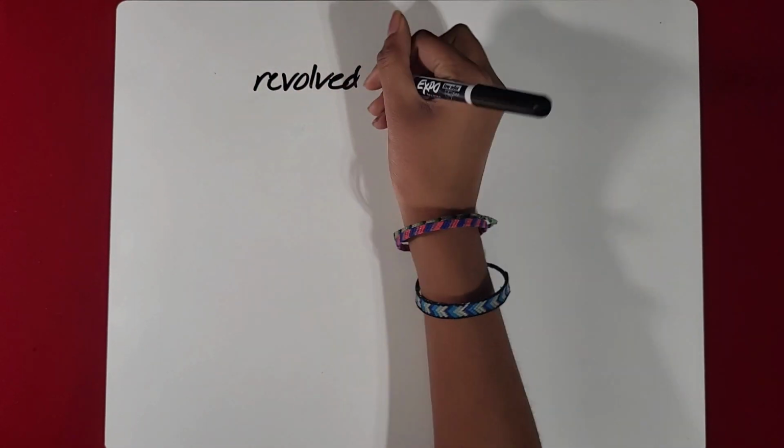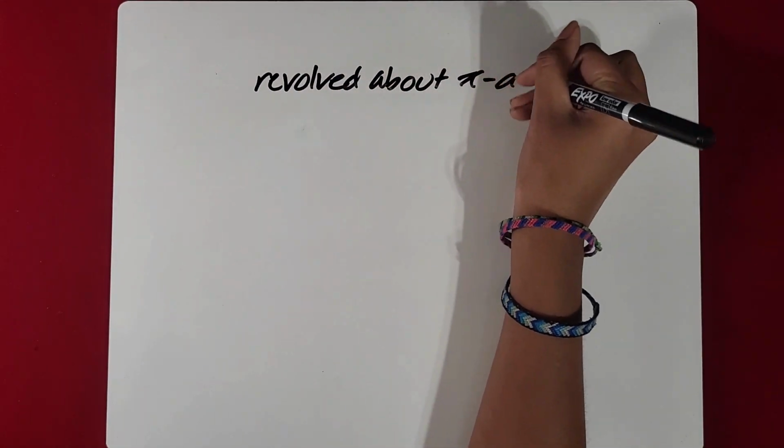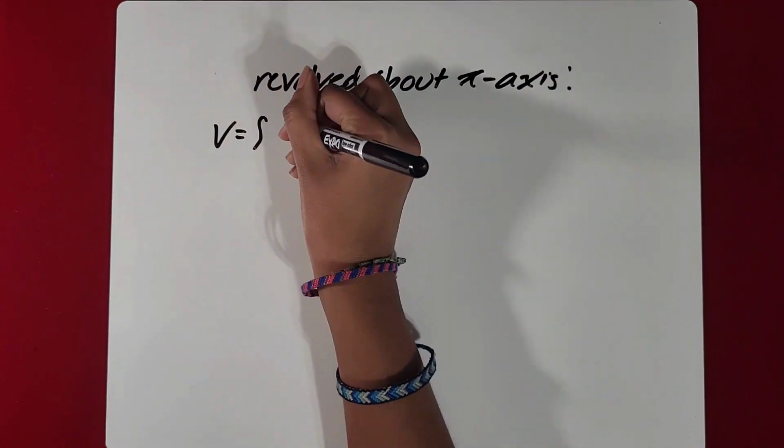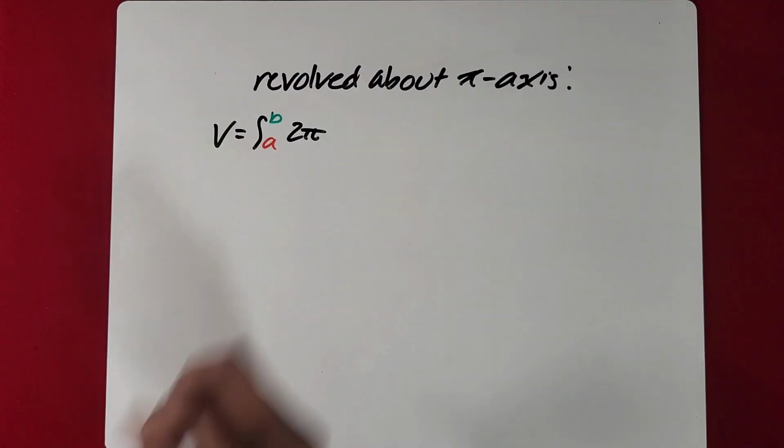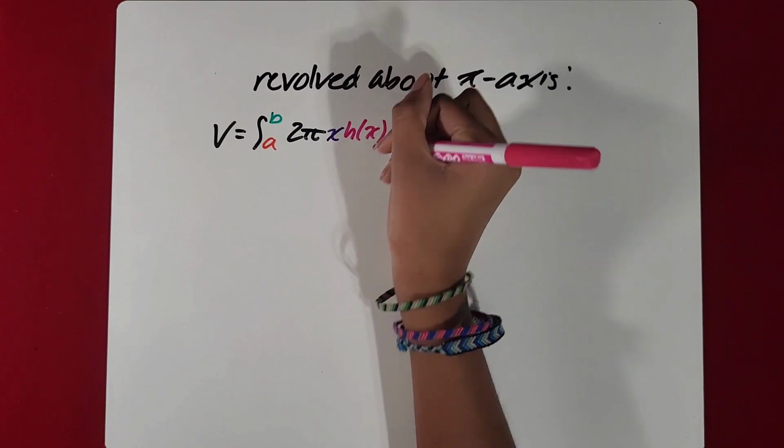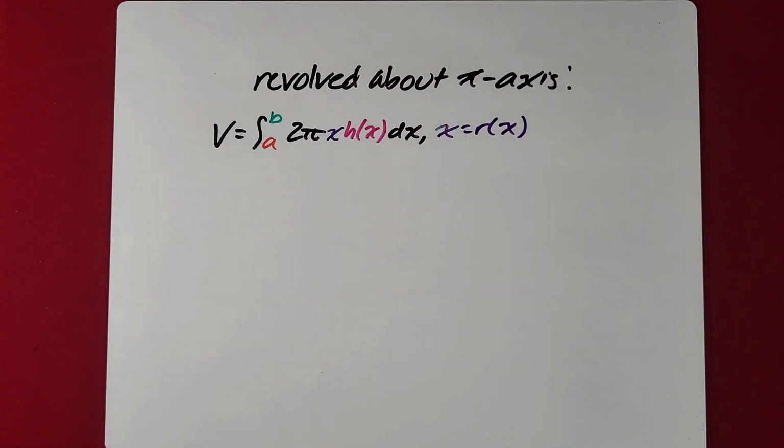Here is the given shell method formula for revolving about the x-axis, where b and a represent the top and bottom bounds, r of x represents the radius of the cylinder, and h of x represents the height of the cylinder.